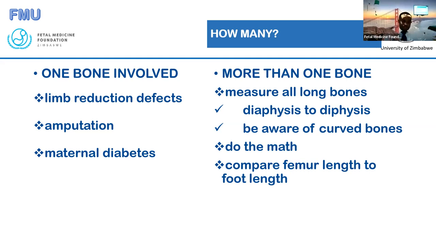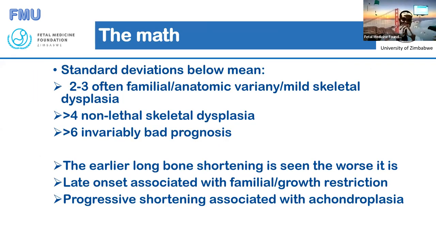From the ratios, we know that the standard deviation of the shortening of the limb has a bearing on the lethality of the disease. If you have a standard deviation between 2 and 3, you are most likely dealing with a mild skeletal dysplasia. If it goes to 4, we are more likely dealing with a non-lethal one, and above 6 it has been associated with a very bad prognosis. Also, the earlier we diagnose this shortening of bones, the worse the prognosis of the condition.